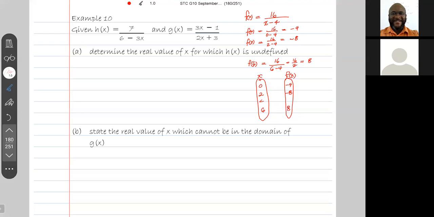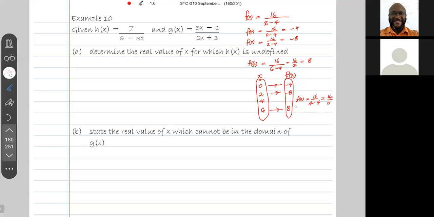Now, let us see what happens when x is equal to 4. Guys, I need for you all to pay attention. It's important. What happens when x is equal to 4? When x is equal to 4, f of 4 would be equal to 16 over 4 minus 4, which would be 16 over 0.